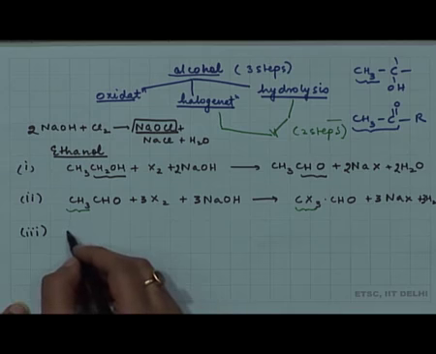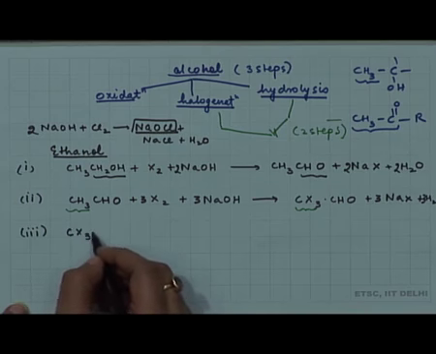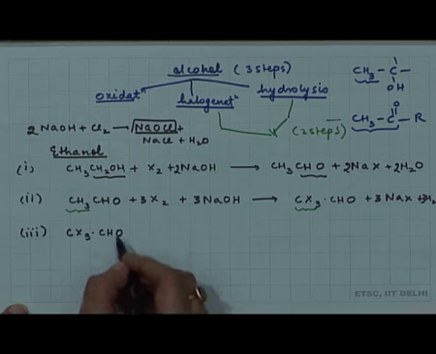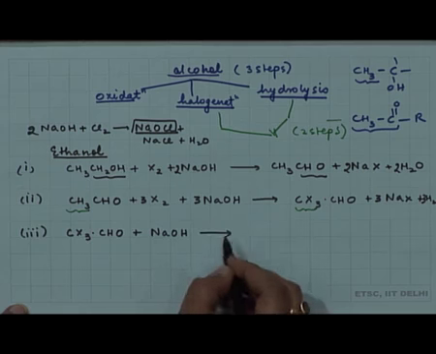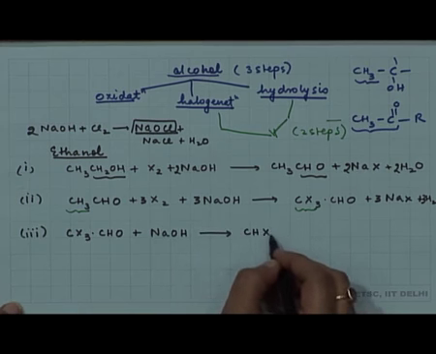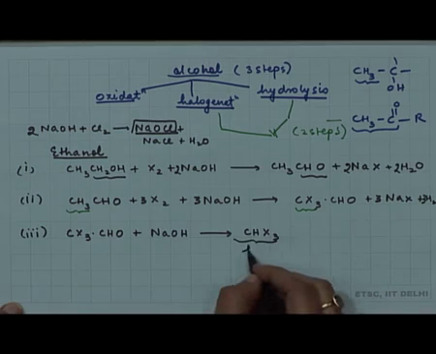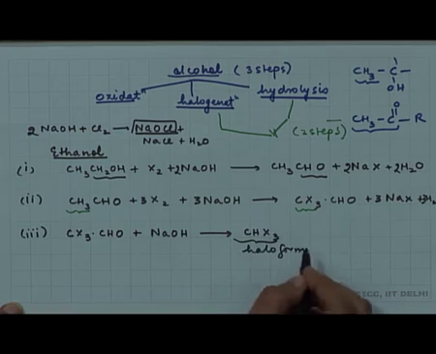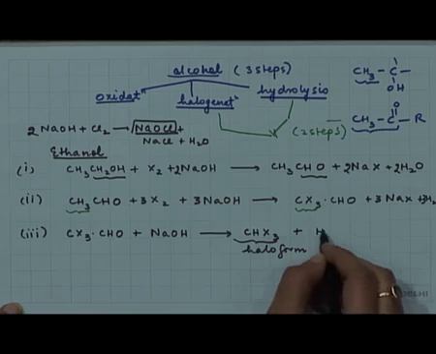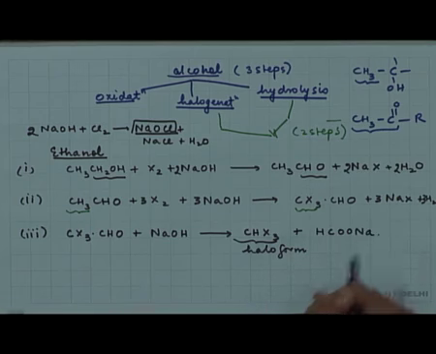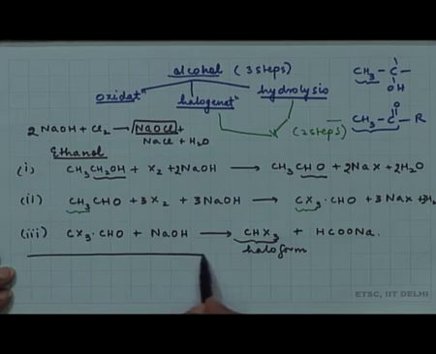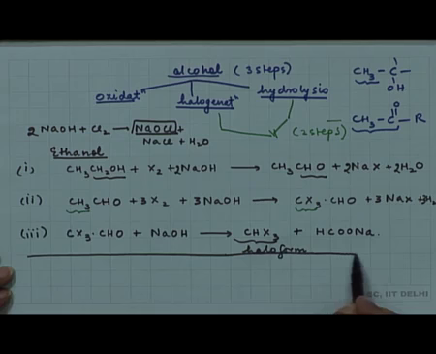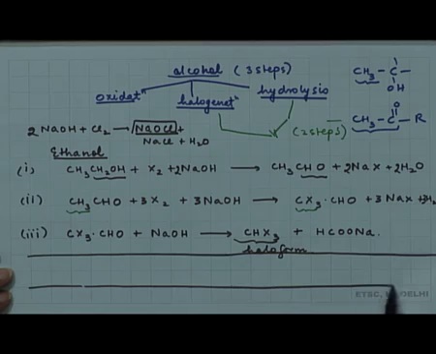The third step is the hydrolysis of this trihalogenated compound under alkaline conditions, and this yields you the corresponding product, which is your haloform, along with formation of HCOONa. So, if I write the overall equation for all the 3 steps, the oxidation, halogenation and hydrolysis, I combine all the 3 steps.